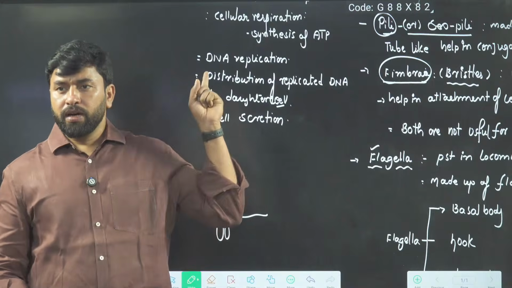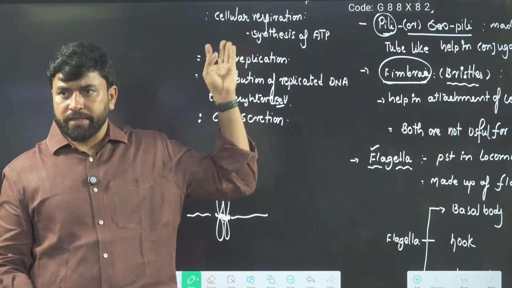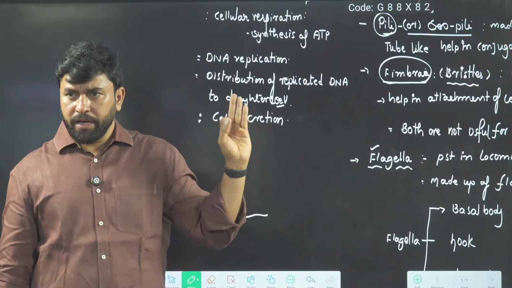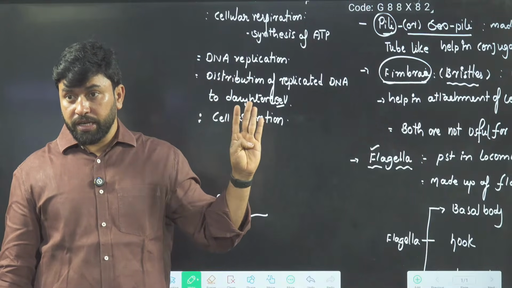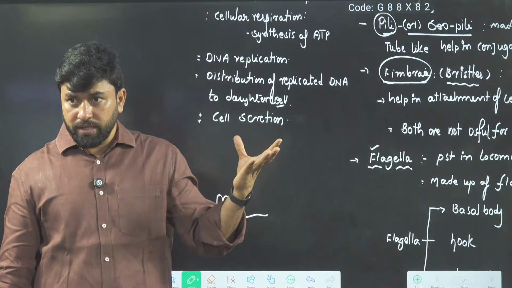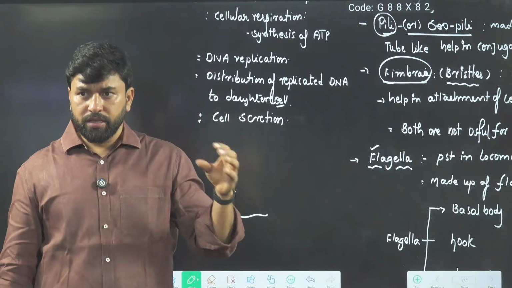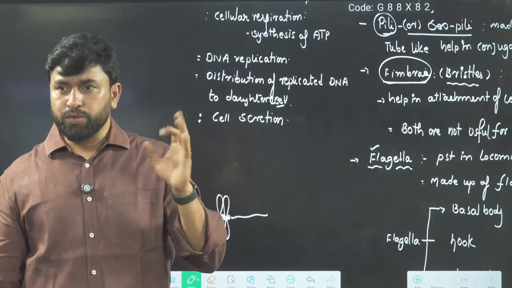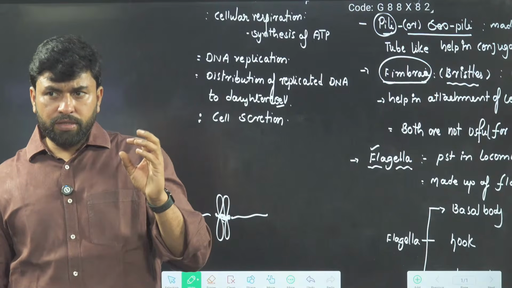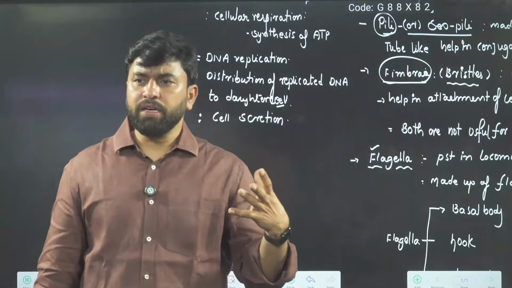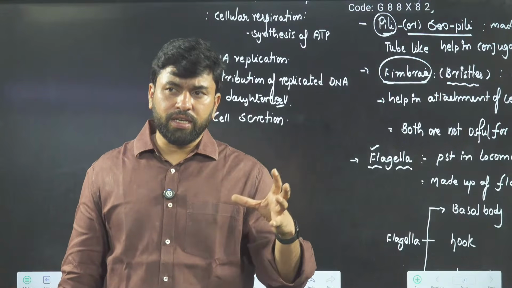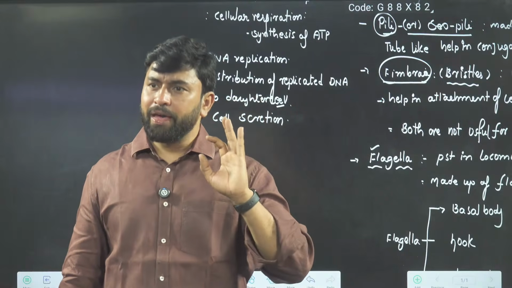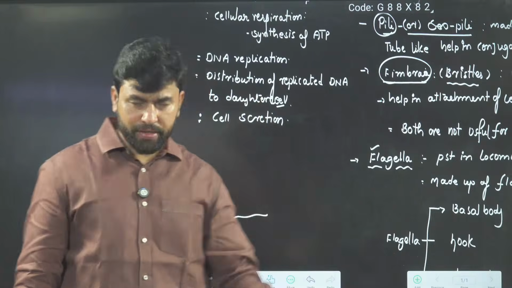So observe the statement here: cell wall formation, cellular respiration, DNA replication, replicated DNA distributed to daughter cells, and also cell secretion. All these activities are under the control of mesosomes. If mesosomes are not present, different functions may be conducted at different places, but if mesosomes are present, they are the ones who do all these activities.